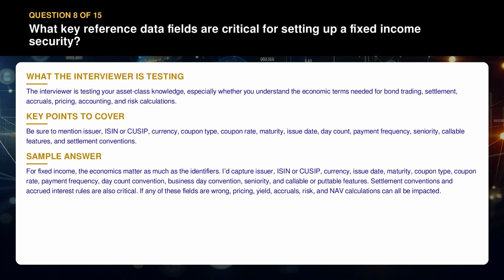For fixed income, the economics matter as much as the identifiers. I'd capture issuer, ISIN or CUSIP, currency, issue date, maturity, coupon type, coupon rate, payment frequency, day count convention, business day convention, seniority, and callable or puttable features. Settlement conventions and accrued interest rules are also critical. If any of these fields are wrong, pricing, yield, accruals, risk, and NAV calculations can all be impacted.